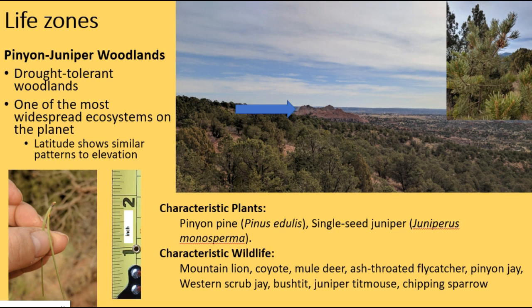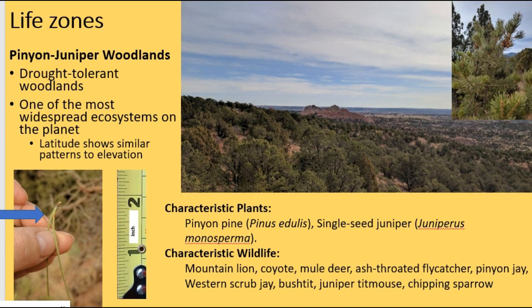Interestingly, the Pinyon Juniper woodland is one of the most widespread ecosystems on the planet at this, excuse me, at this latitude. So we see similar patterns in vegetation with regard to changes in elevation and latitude. The characteristic plants here are the pinyon pine and the single seed juniper. So here's a pinyon pine, and here's a pinyon pine needle, okay?